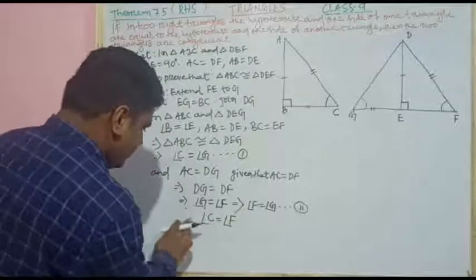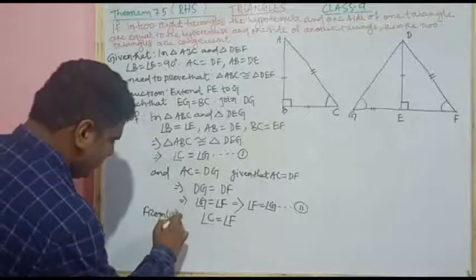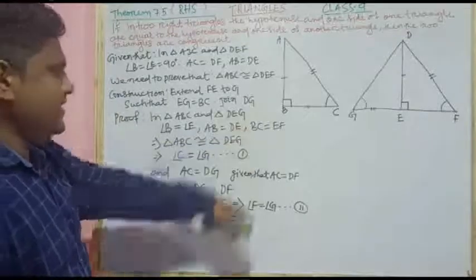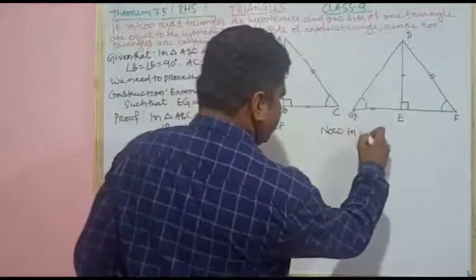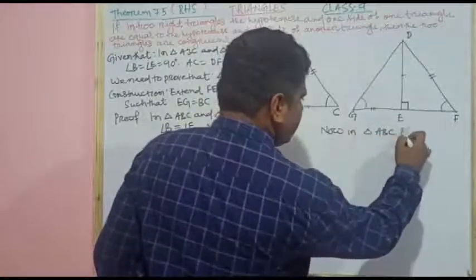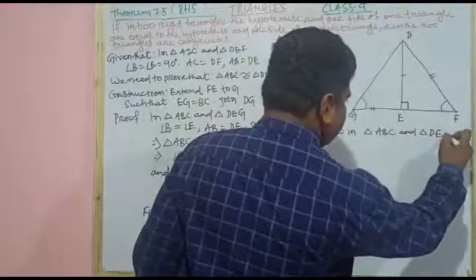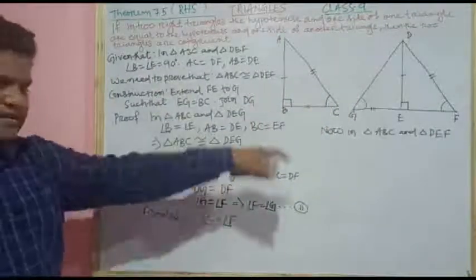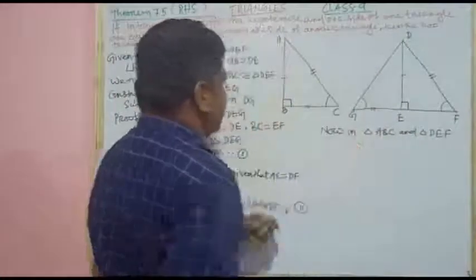From equation 1 and 2. Now compare triangle ABC and triangle DEF. Now in triangle ABC and triangle DEF, what are equal? My dear students, please write this much, then go to that side. Now in triangle ABC and triangle DEF, what are equal?